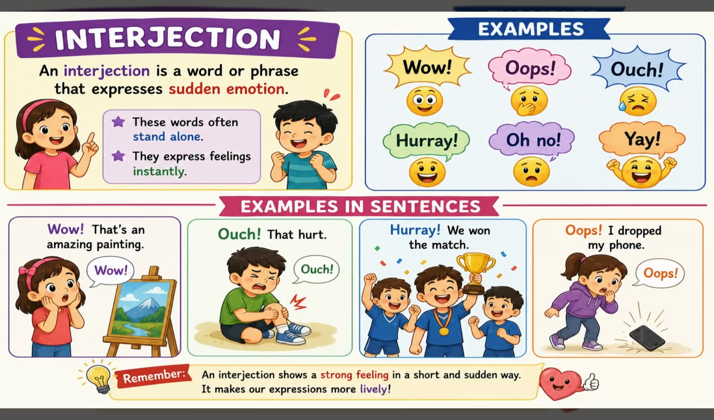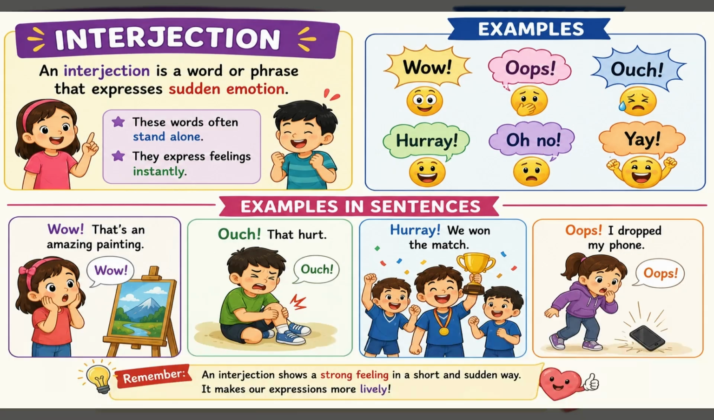Let's see how they work in sentences. Wow, that's an amazing painting. Here, wow expresses surprise or admiration. Ouch, that hurt. Here, ouch expresses pain. Hooray! We won the match! Here, hooray expresses happiness or excitement. And oops, I dropped my phone. Here, oops expresses a feeling of making a small mistake or something going wrong.